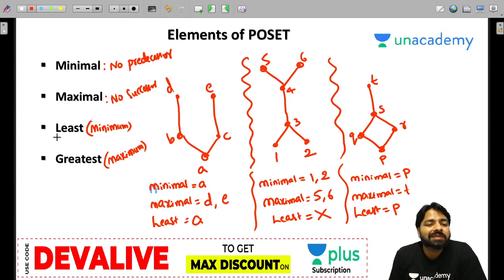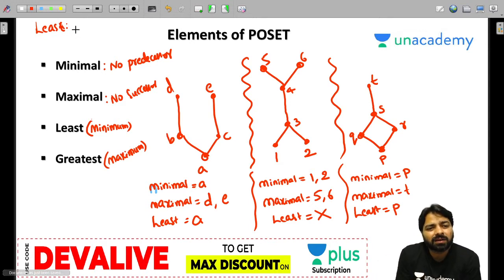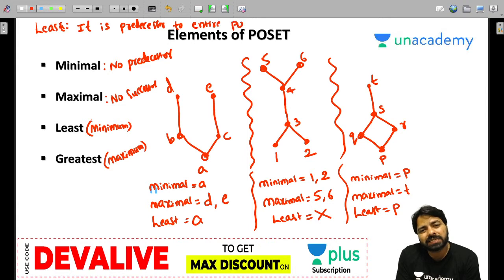So what is the least definition? When you say least, it is a predecessor to every element of the diagram. Least, I am writing somewhere to remember easily. Least means if it exists, only one; if not, fine. Least element means it is a predecessor including itself. It is a predecessor to the entire set, the entire poset. You can say entire poset means entire diagram.